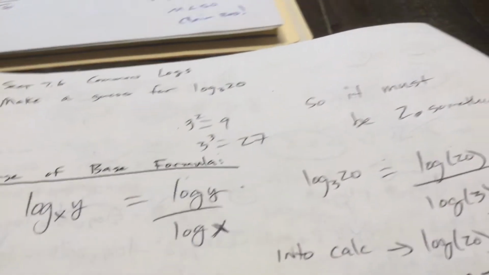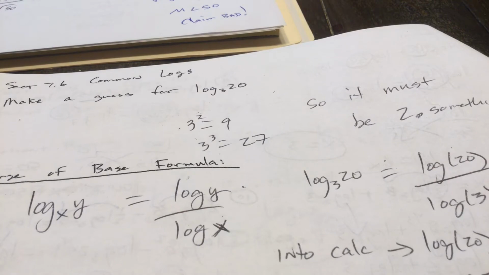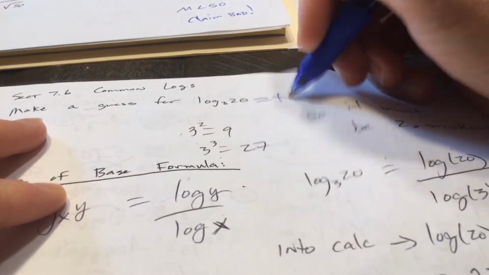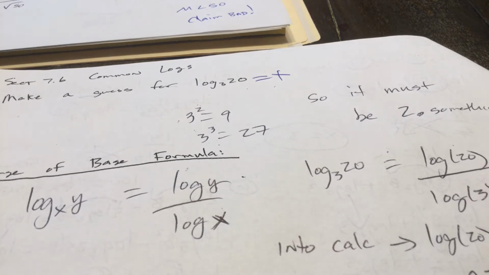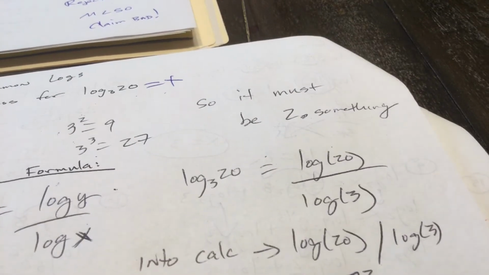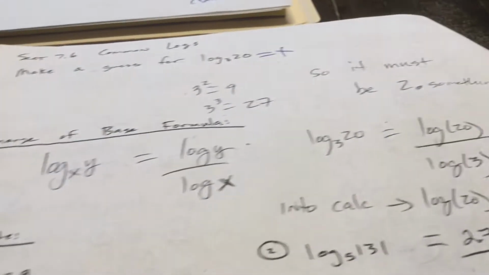All right, log base 3 of 20. 3 to what power will give you 20? That is the question. Again, that's an x. I know 3 to the second is 9, 3 to the third is 27, so it's got to be between 2 and 3. That's why I called it 2 point something.